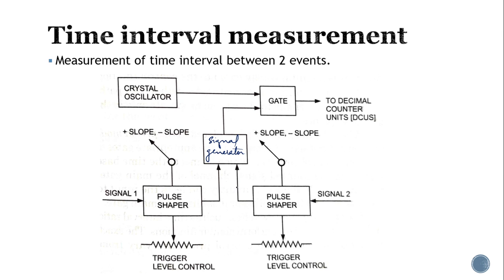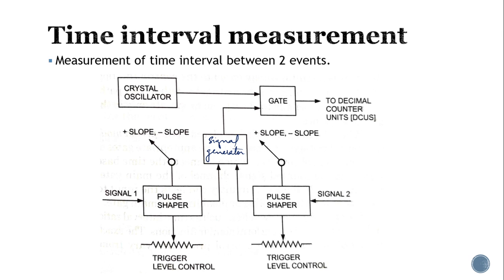Your signal 1 is sent to a signal generator. When signal 1 gives a high output, the signal generator will start generating pulses, and it will stop generating pulses when signal 2 gives a high output. You will have an output like this, and it is compared with the crystal oscillator. Finally, the time during this particular interval is counted and measured, and you get the phase shift between two events or two time intervals. I hope this section was clear.